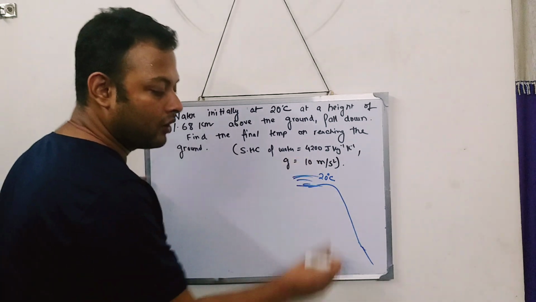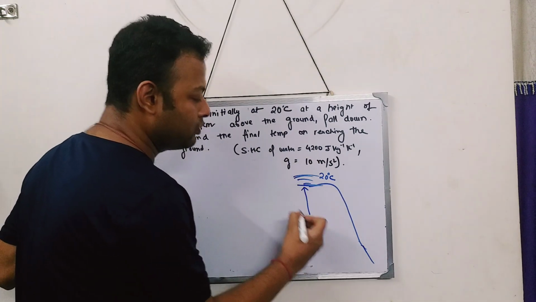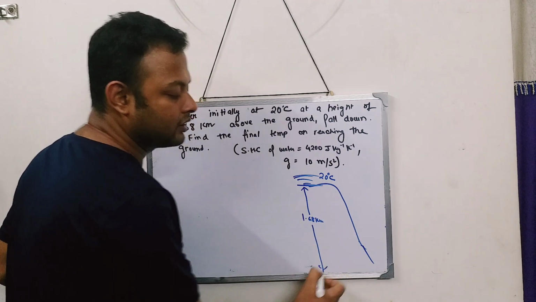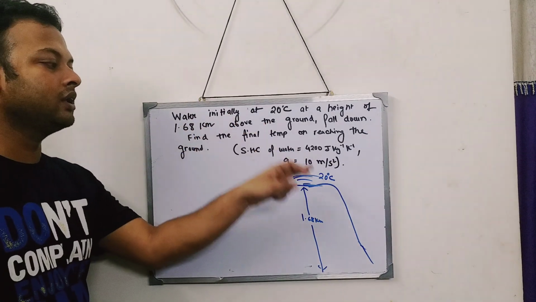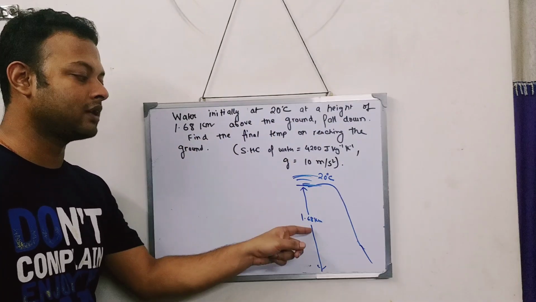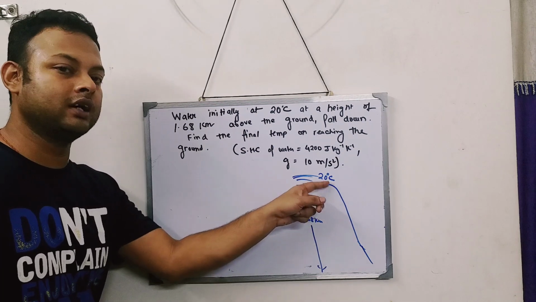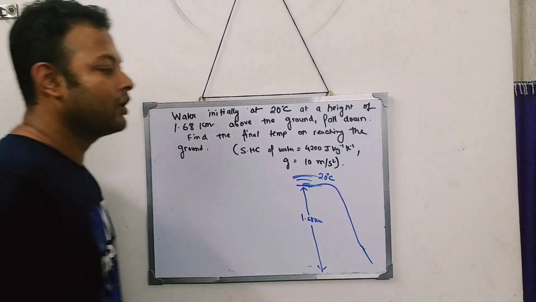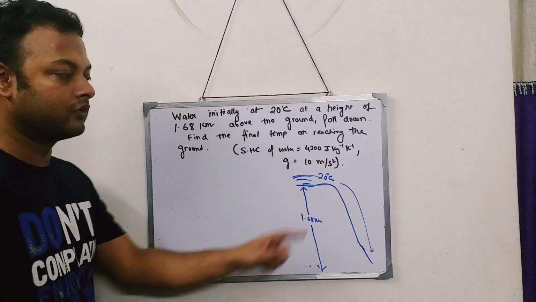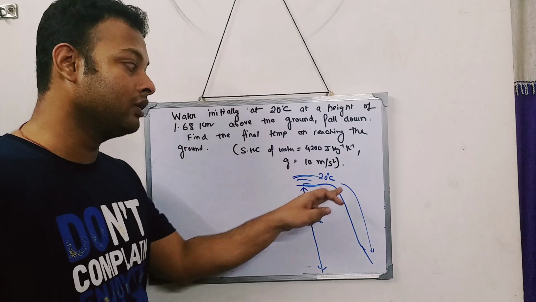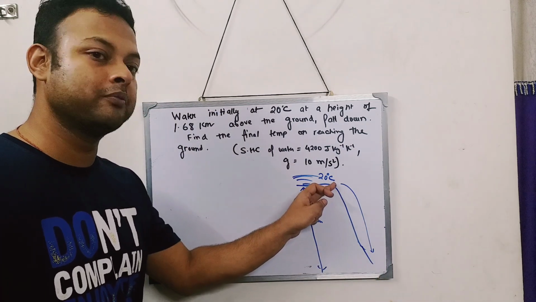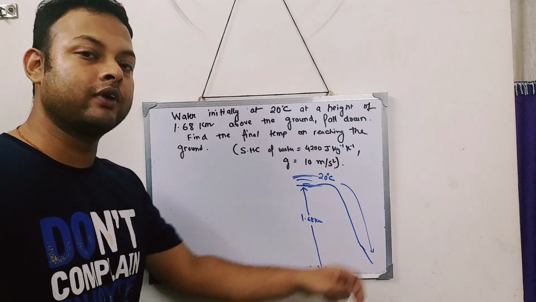And the height of the waterfall is about 1.68 kilometer. So the water initially at 20 degrees centigrade is at a height of 168 kilometer. Now what happens? This water falls on the ground. When the water falls, the temperature of the water over here is not the same temperature. This temperature will be different.